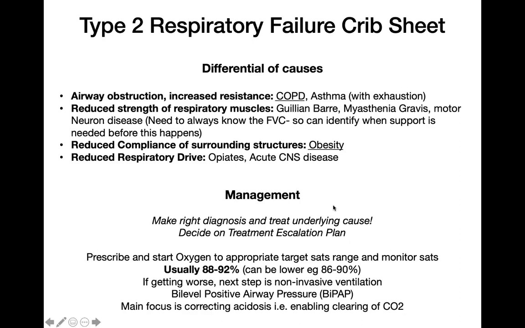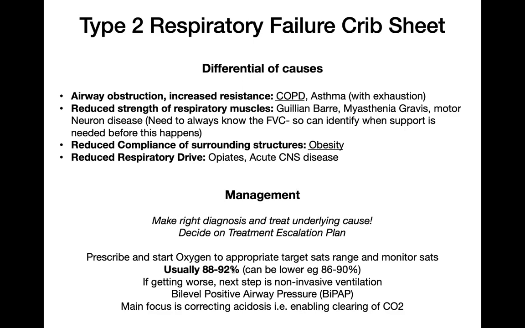Again, management, exactly the same as before. If you've got it in your OSCE, take your second to say you want to make the right diagnosis and treat the underlying cause. Make sure you're mentioning your treatment escalation plan and what is appropriate and less appropriate. So prescribing your oxygen, this is when you want to be thinking about what oxygen range you're going for. So normally if someone is in type 2 respiratory failure, we're thinking of 88 to 92%, but it can be lower. I wouldn't say that in exams, but with COVID there have been some lower ranges as well. But 88 to 92%.